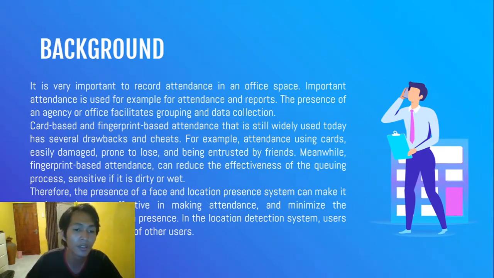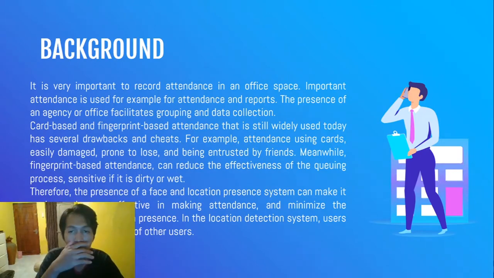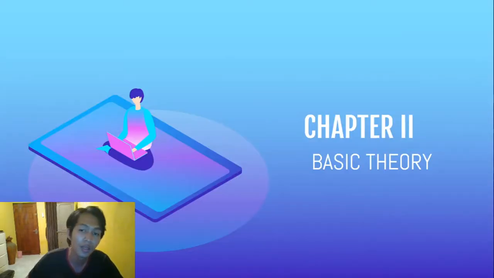The presence of a face and location presence system can make attendance easier and more effective, and minimize the occurrence of cheating. In the location detection system, a user can find out the location of other users, so you can monitor other people to know whether they are present or not. Chapter two is about basic theory.